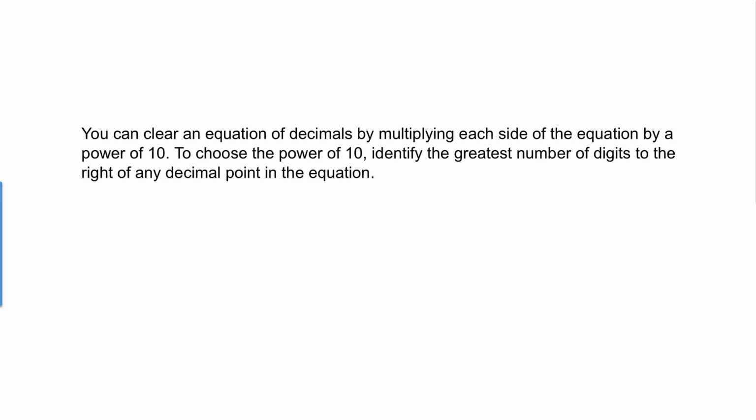You can clear an equation of decimals by multiplying each side of the equation by a power of 10. To choose the power of 10, identify the greatest number of digits to the right of any decimal point in the equation.